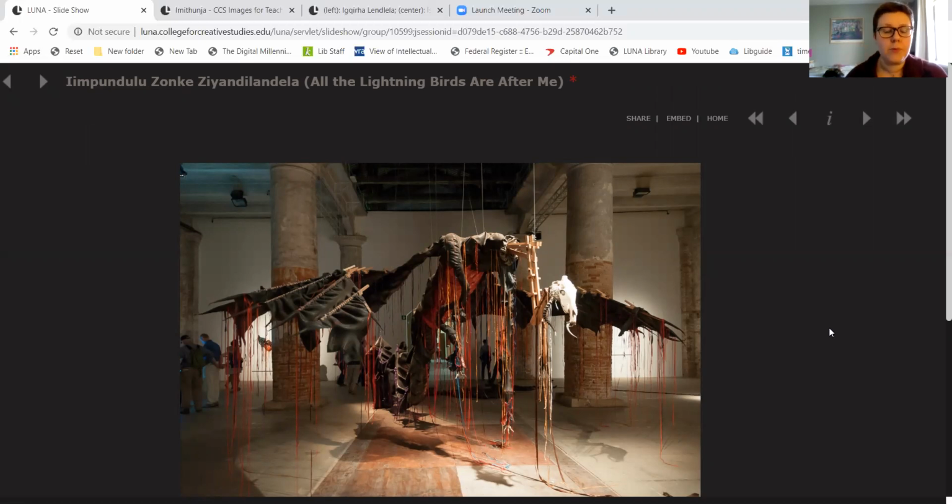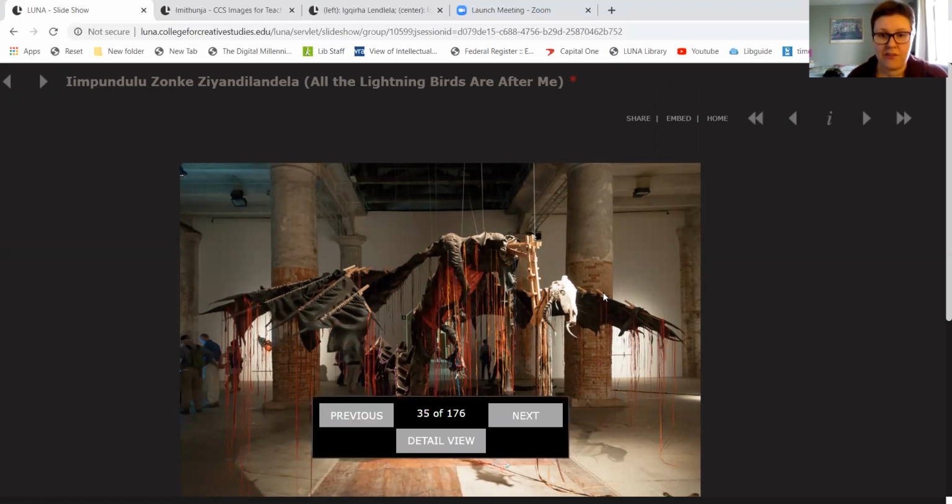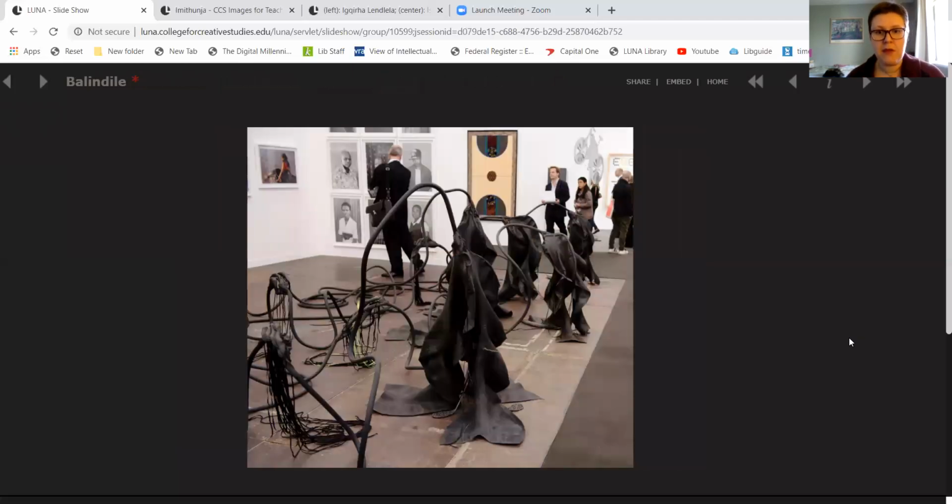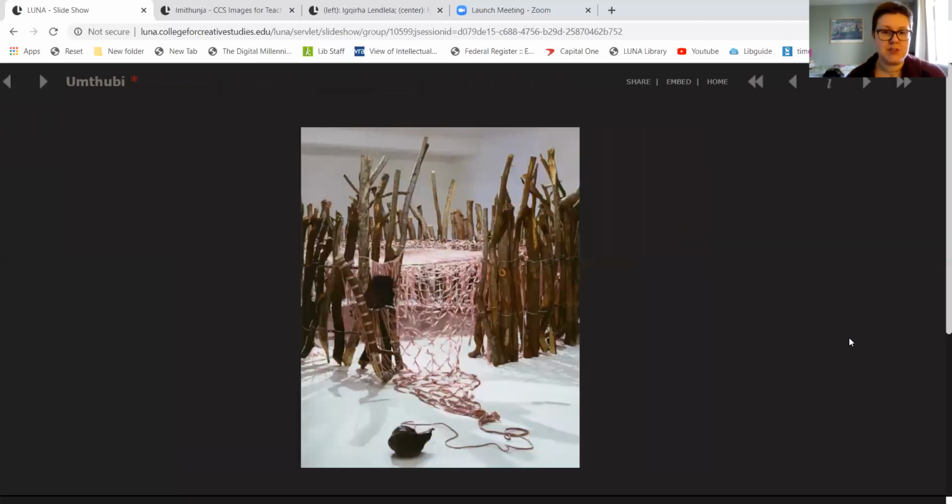And you can see that it's this massive kind of menacing work. But he's incorporating feminine objects, also found objects, as you can see with the skull. Some of the rubber comes from tires of trucks, how they have the blowouts, etc. So he is using all these found materials to make this sort of menacing mythology that you're seeing in All the Lightning Birds Are After Me. Okay, again, a lot of humanoid figures, etc.